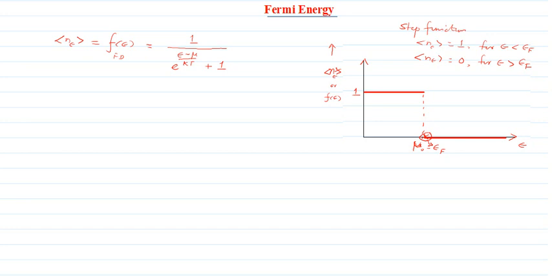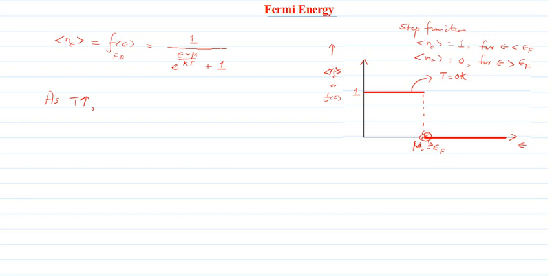Now there is something significant. Let's investigate. What will be the nature of this particular step function graph as the temperature of the system is increased? What I have drawn now corresponds to temperature equal to 0 Kelvin, the absolute zero of temperature. This is the behavior of the Fermi-Dirac function. Now we'll see what happens as the temperature increases. Will there be any change in the nature of this particular distribution? As the temperature increases, what will happen? Think physically.